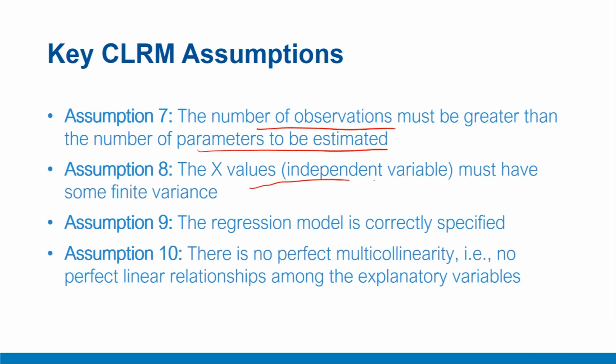The x values, the independent variable, must have some finite variance. For example, if the variance is very low or if all the x values are almost the same, then the model cannot be estimated, or even if estimated, the estimates are very poor.